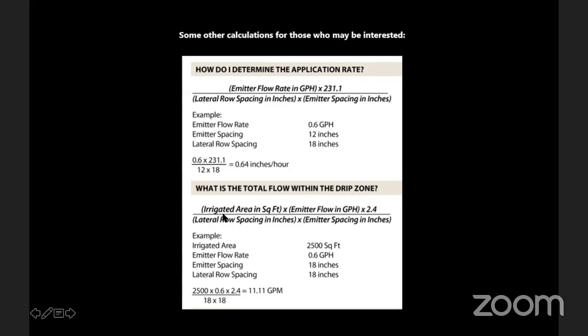And you can do the same thing: irrigated area in square feet, emitter flow rate in gallons per hour times 2.4, which is a conversion factor, and do it that way as well to get the gallons per minute for your zone.